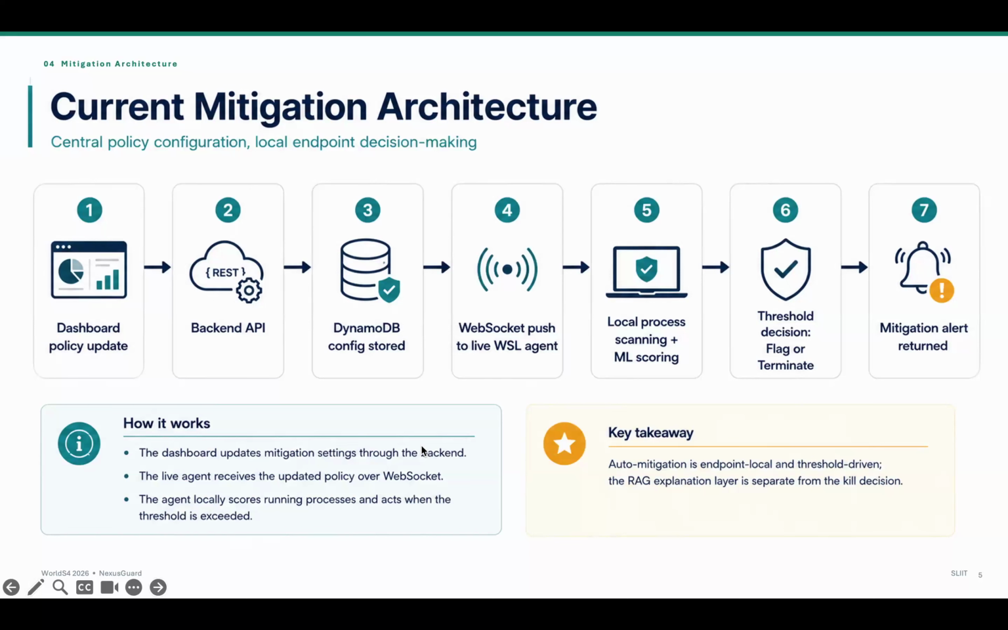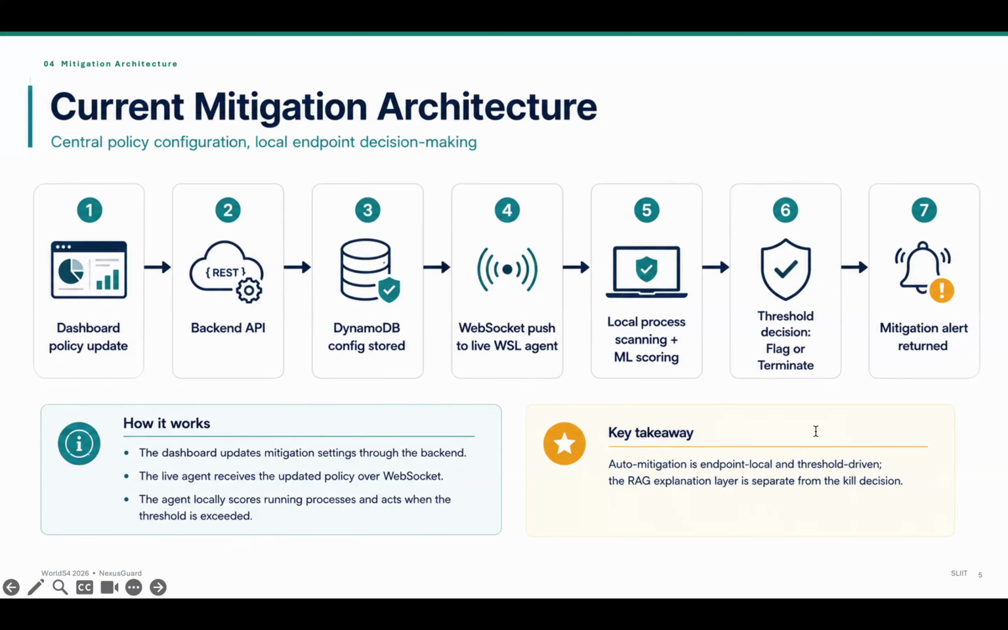First, an administrator changes the mitigation setting or threshold through the dashboard. The dashboard sends this configuration through the backend API, and the configuration is stored in DynamoDB, which is in our high level architecture in AWS itself. The backend then pushes the updated policy to the live WSL agent through its WebSocket connection. The agent does not receive an arbitrary shell command. However, it receives configuration values such as whether auto mitigation is enabled and what risk threshold should be used.